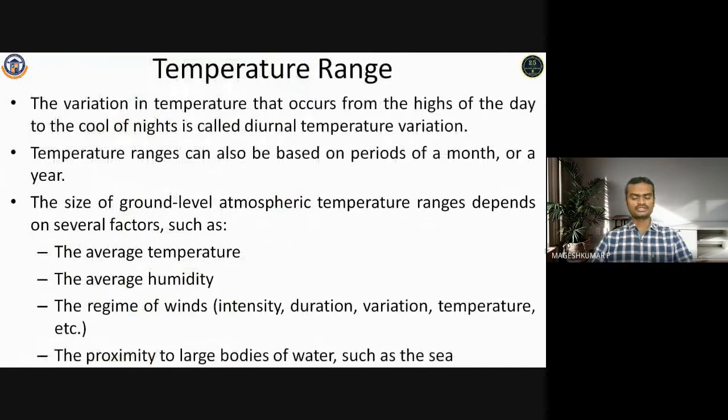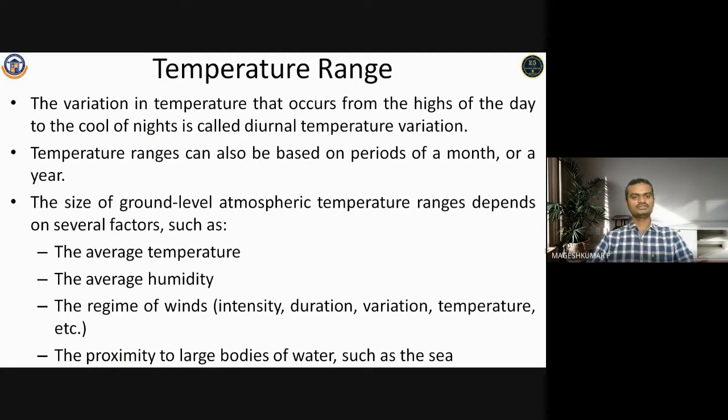And what do you mean by the temperature range? There are variations in temperature on a day-to-day basis and even a seasonal basis. From minimum to maximum, we calculate that as the temperature range. The variation in temperature that occurs in the highs of the day and cools of the night, which means the temperature reaches the highest level in the daytime and the minimum point at night time. This daily variation is called diurnal temperature variation.